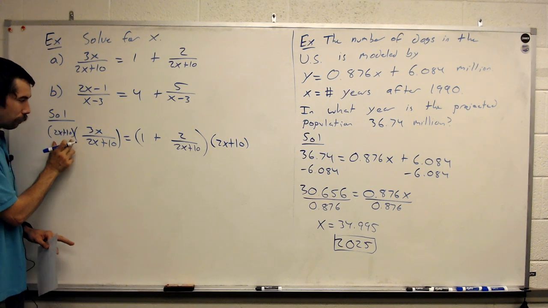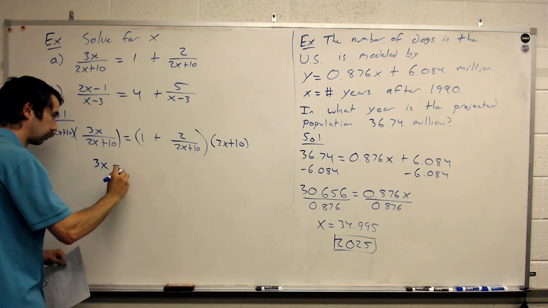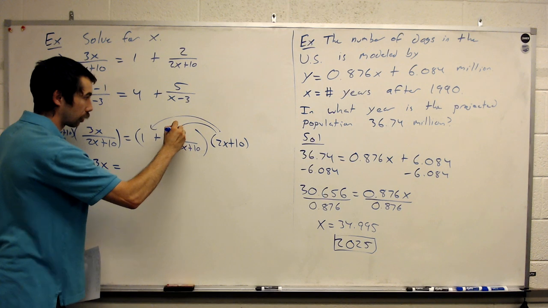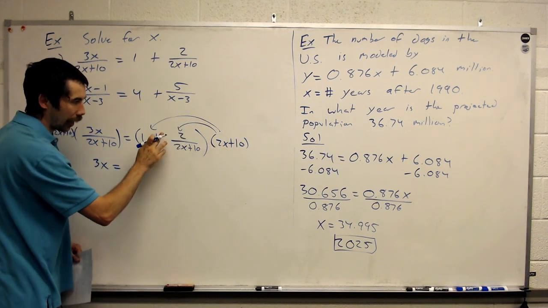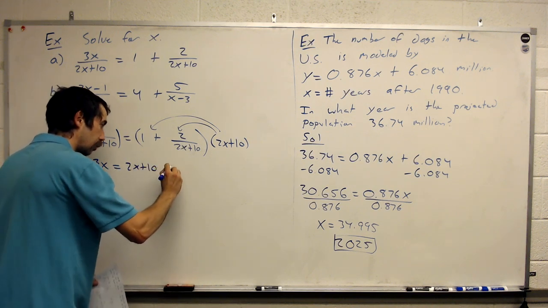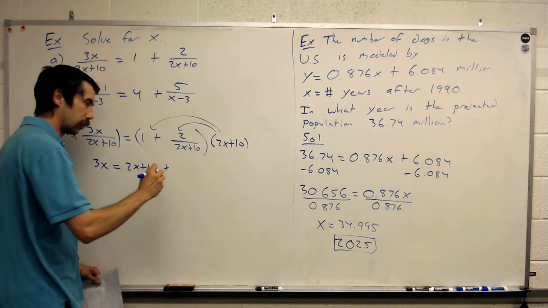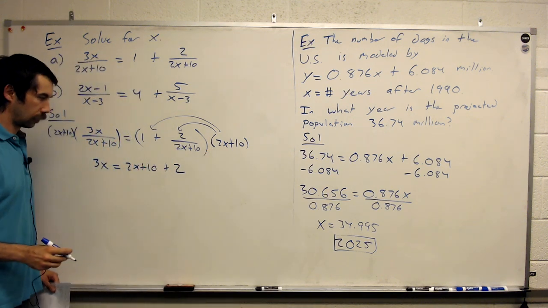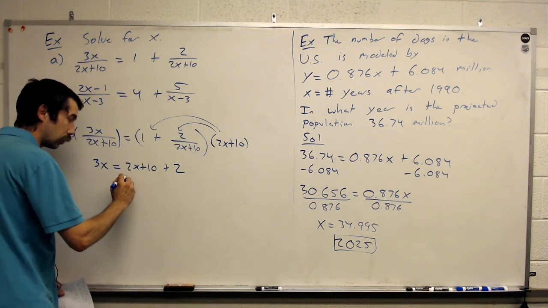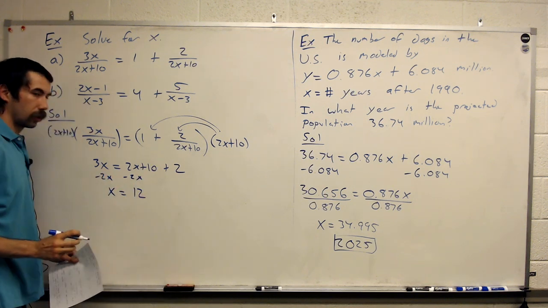So on the left-hand side, (2x plus 10) over (2x plus 10), that's just 1. We're left with 3x. On the right-hand side, we have to distribute because we're separated by plus here. So we're going to distribute the 2x plus 10 to the 1 and to this fraction. That gives us 2x plus 10 plus 2 over (2x plus 10) times (2x plus 10) is just 2. Let's combine like terms and bring the 2x over. So minus 2x, minus 2x. We have x equals 12.